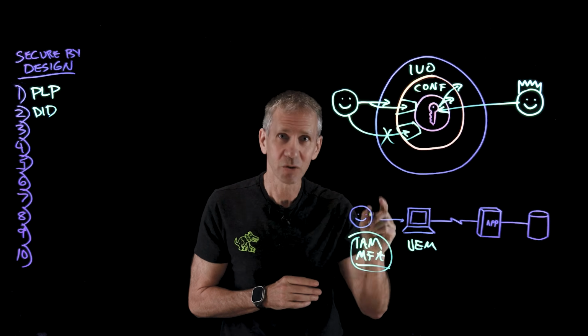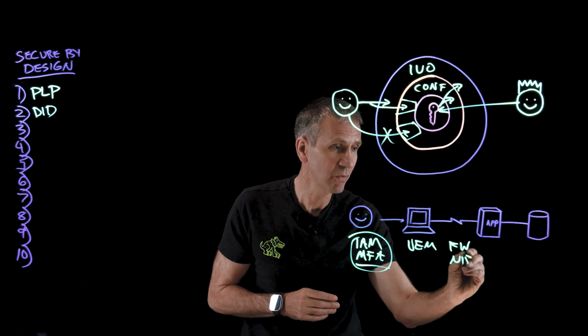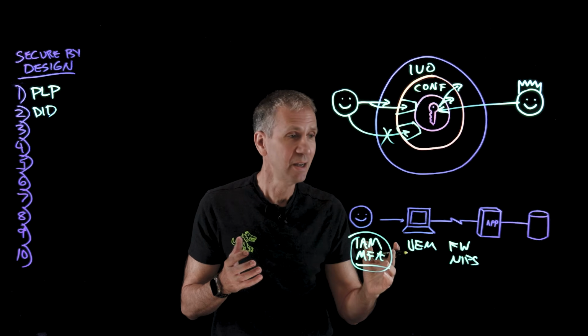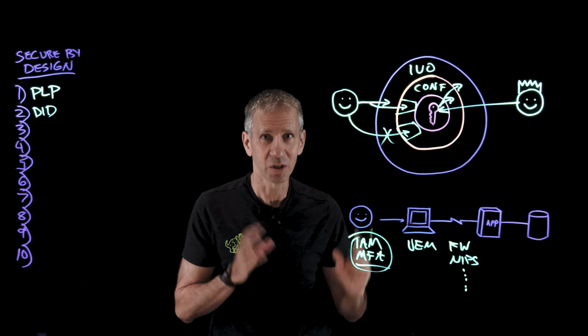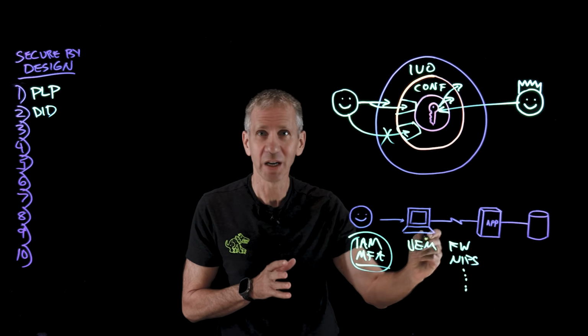The network also needs to be secure. We're going to use things like firewalls, network intrusion prevention systems, and other things like that. There's, in fact, a lot of different technologies that go into this space, but the idea is I'm not relying on just any one of those things.